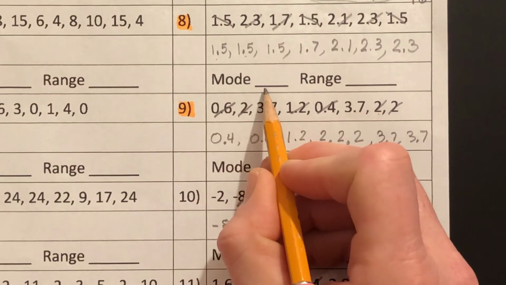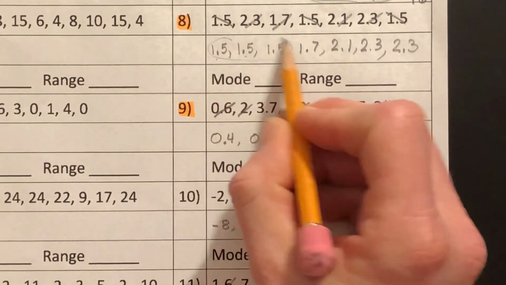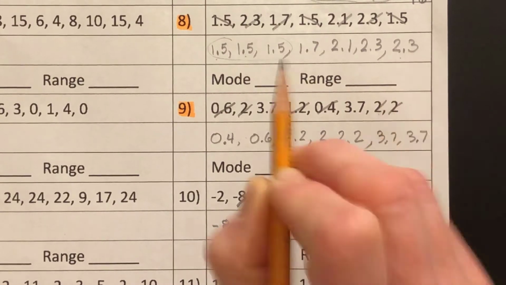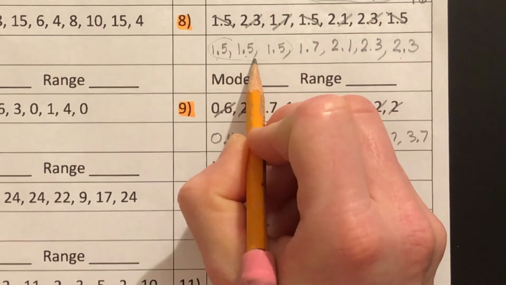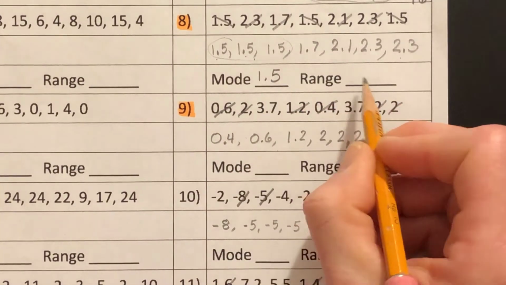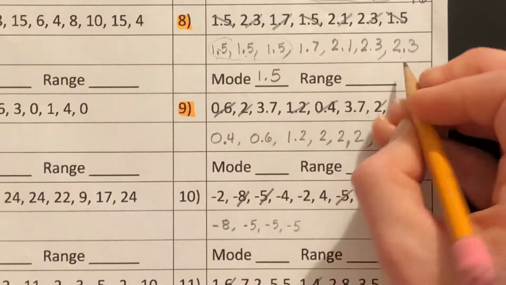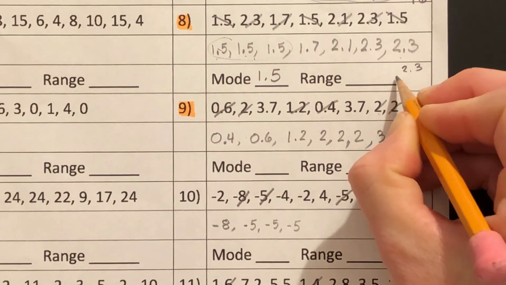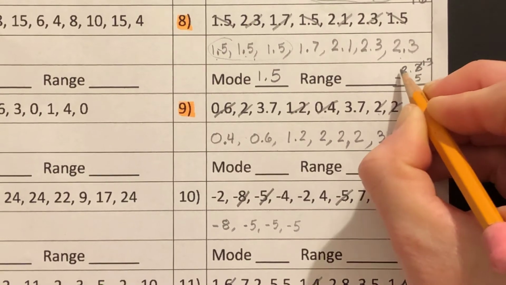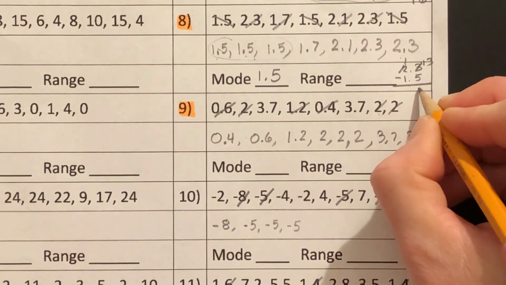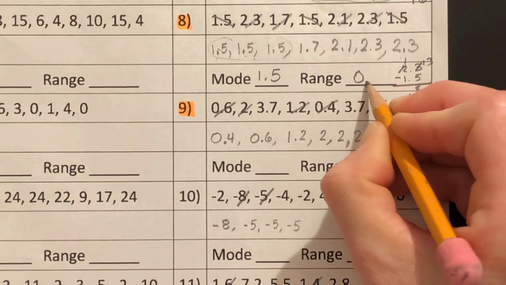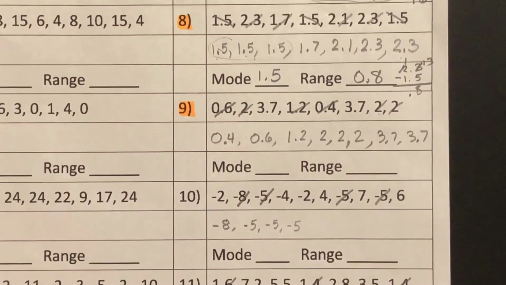The mode, 1.5, let's make sure. Yeah, oh, there are two 2.3s, but there's 3 1.5s, so that would be the mode. The range, how far apart? The biggest, the smallest, 2.3 minus 1.5. 13 minus 5 is 8. Not much of a span. The range is just 8/10.